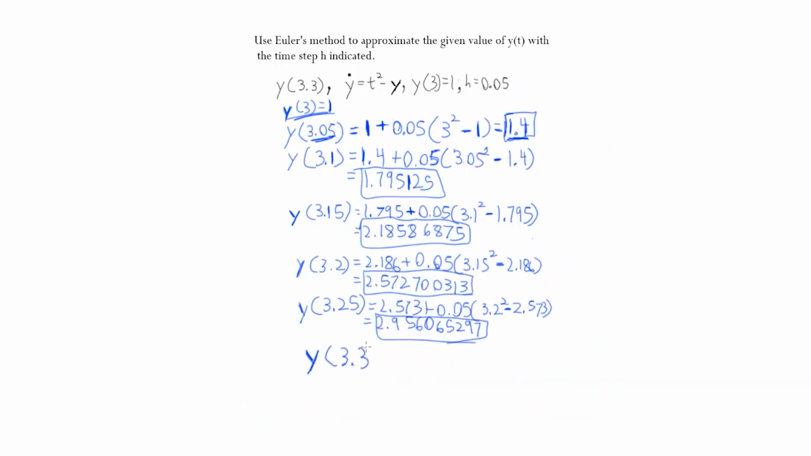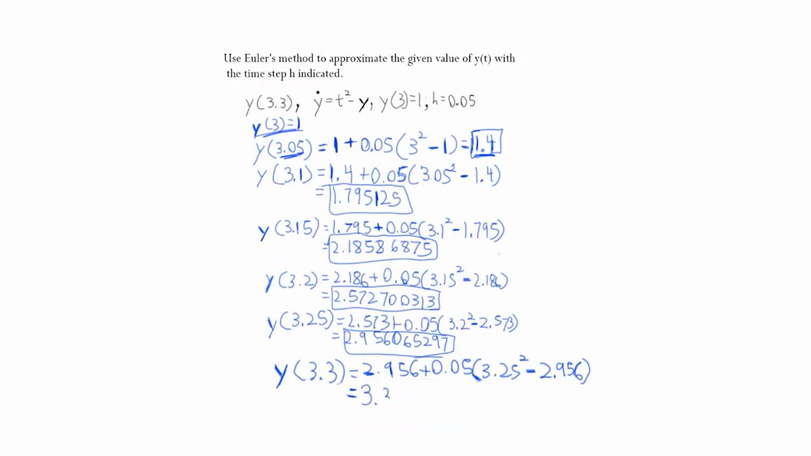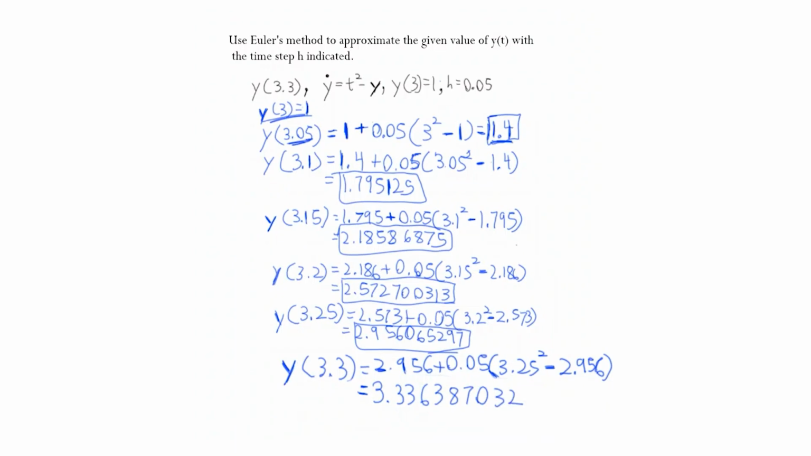And then the last step, add 0.05. That gets us to 3.3 is equal to 2.956 plus 0.05 times 3.25 squared minus 2.956. Okay, plugging that into the calculator, answer plus 0.05 multiplied by 3.25 squared minus answer. That is equal to 3.336387032.